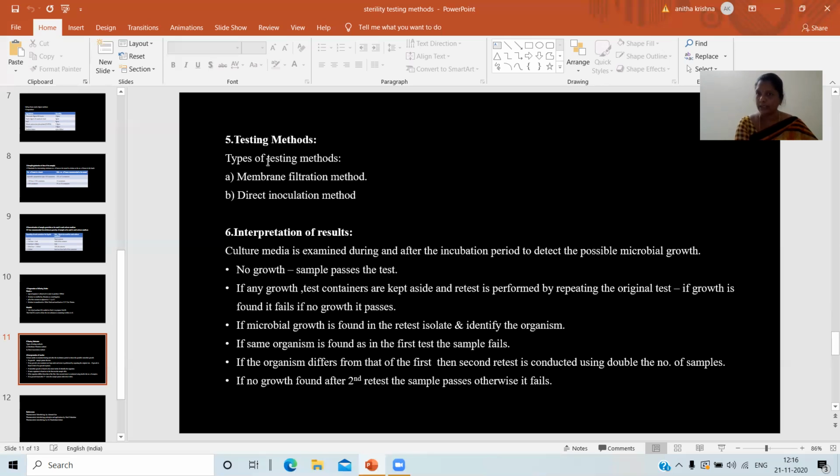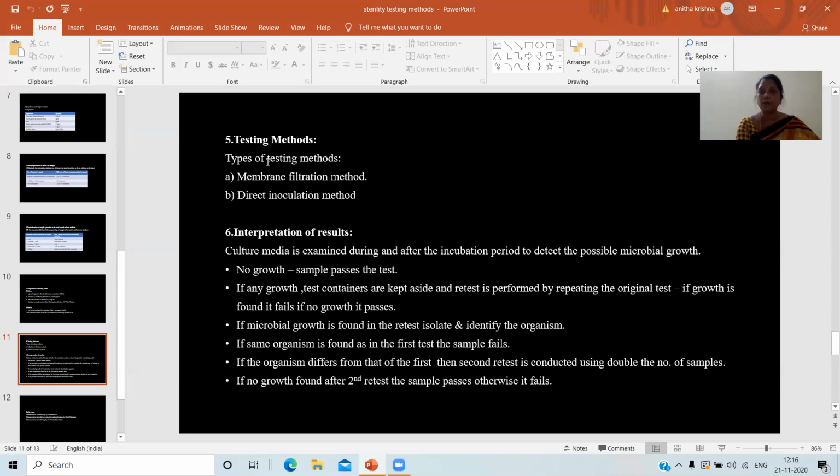One is oily substances, second is ointments which are soluble in the solutions, third is liquids which contain antimicrobial activity, fourth is solid substances which do not have any antimicrobial activity but cannot be solubilized in your media, and fifth, if the quantity is more than 100 ml, then generally we go for the membrane filtration technique.